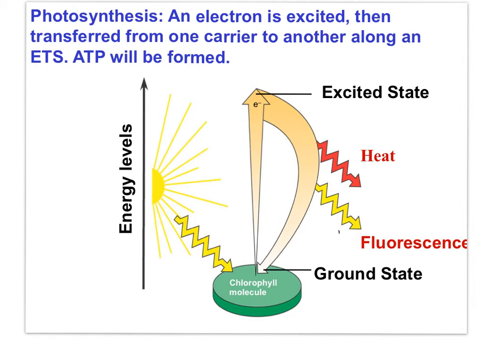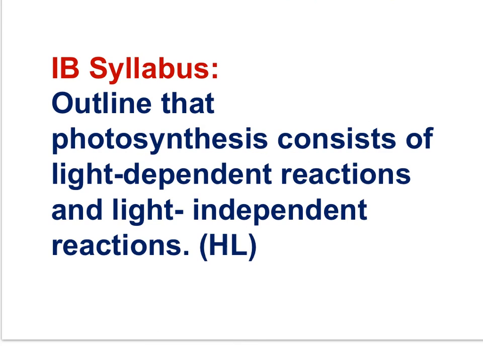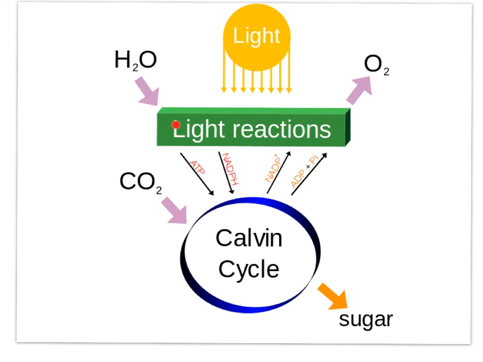The electron bumped off of chlorophyll is replaced from water when solar energy results in the splitting of water, the photolysis of water. Remember that photosynthesis consists of light-dependent reactions and light-independent reactions. The light-dependent reactions occur on the thylakoid membranes within the chloroplast. The light-dependent reactions require water and light.